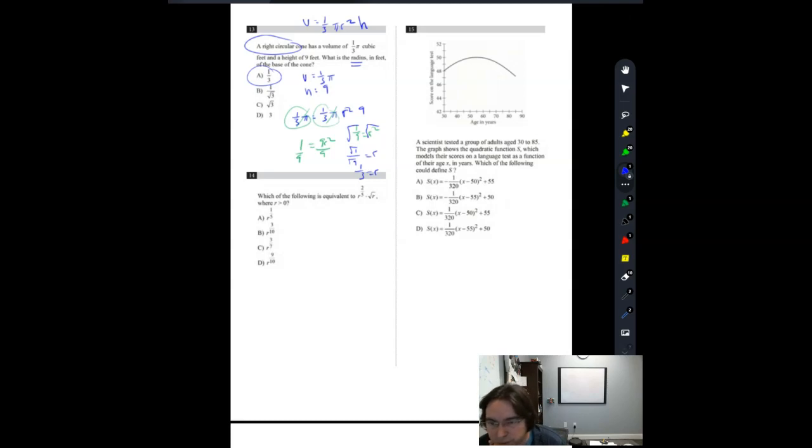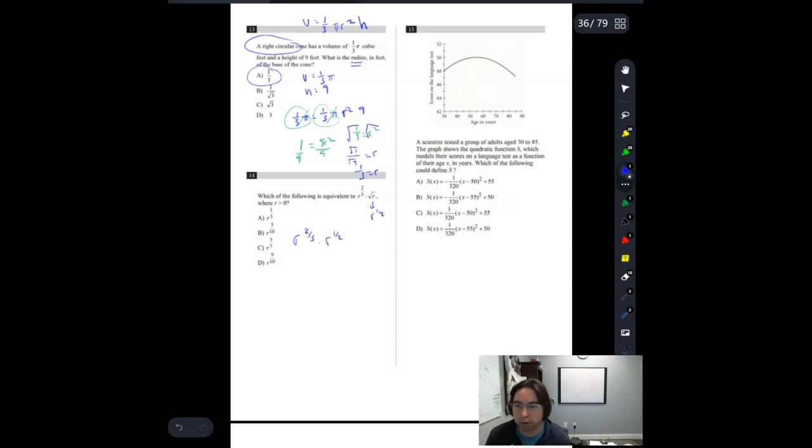Okay, which of the following is equivalent to r to the 2/5 times the square root of r? So remember, the square root of r can also be expressed as r to the 1/2. We see that our answer choices here are in fractional exponents, so we want to use that. Sometimes we'll want to convert that over to the root form, but that's not what's being asked of us here. So r to the 2/5 times r to the 1/2.